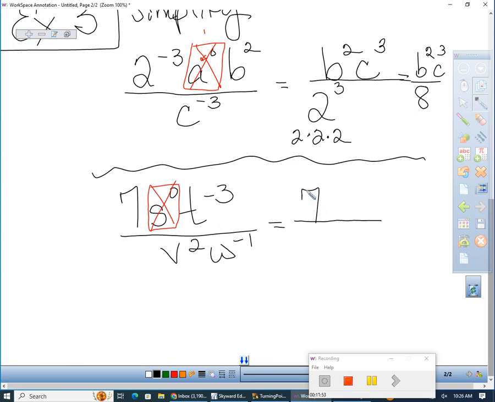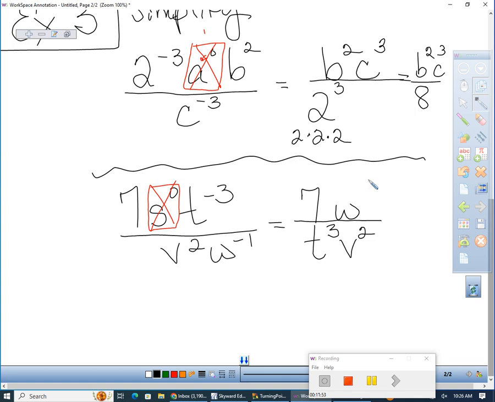Good. T to the negative 3 goes to the basement. Well, what about V squared? Stays on the bottom. V squared stays on the bottom. W to the negative 1 is going to move to the top. And do you have to write the positive 1 there? You don't have to. You can if you want to. But remember, 1 is always magical and it always hangs out.